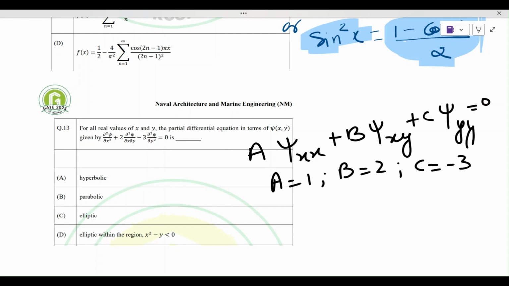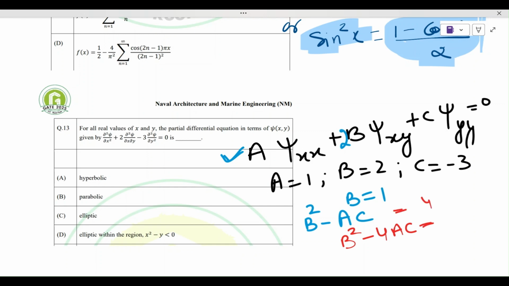In few books, it will be given as 2B. If you are comparing with 2B, then your B becomes 1. Okay, if you are comparing with 2B, then the value we are going to take is B square minus AC. But if you are not taking 2 over here, then we are going to take it as B square minus 4AC. In both the cases, you will get the value. If we take B square minus AC, your value will be 4. And if B square minus 4AC, it will be 16.